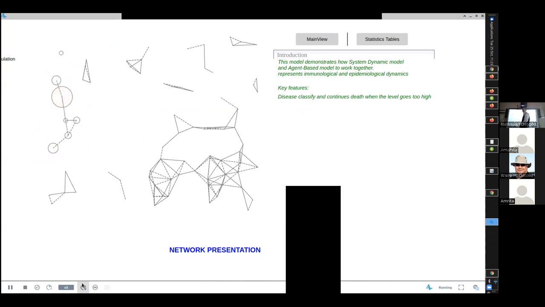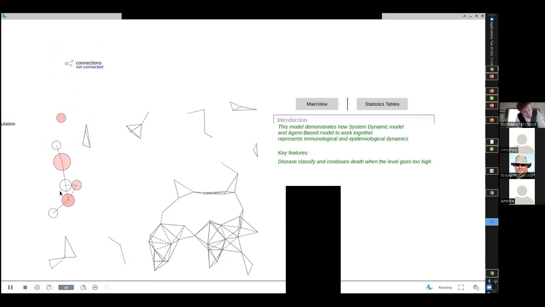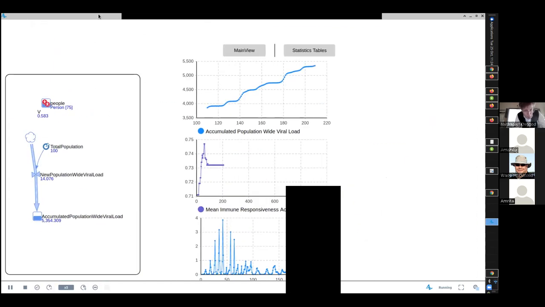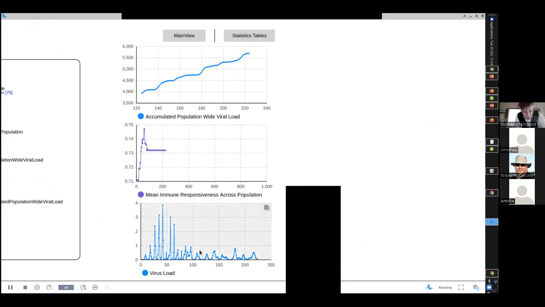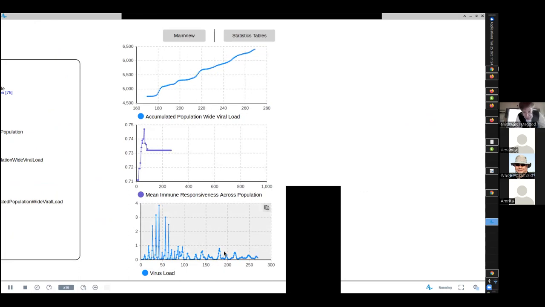Some of the network disappeared. Those people who passed away are no longer contributing to the population and are obviously no longer able to spread the infection. So here we have individuals who might have weaker immune systems being subject to passing. And we can see a rather different dynamics result from this different viral load threshold.